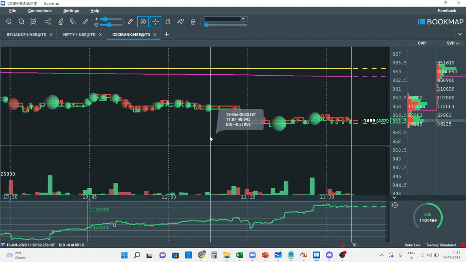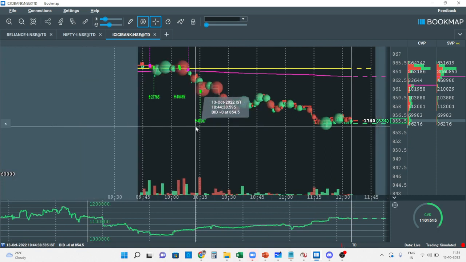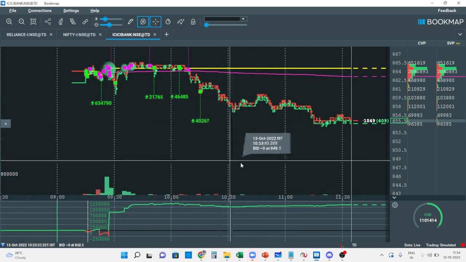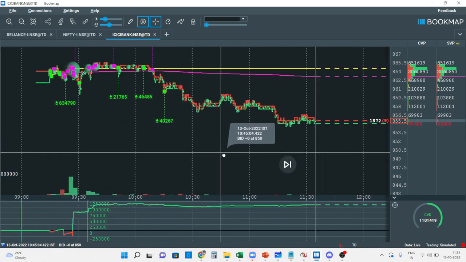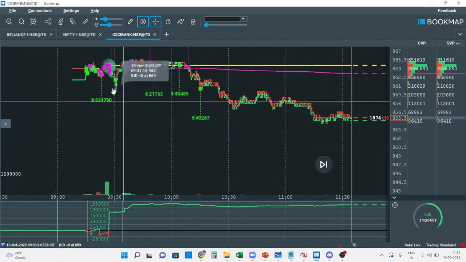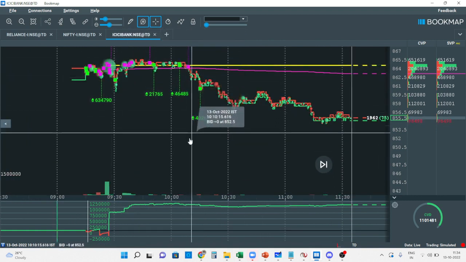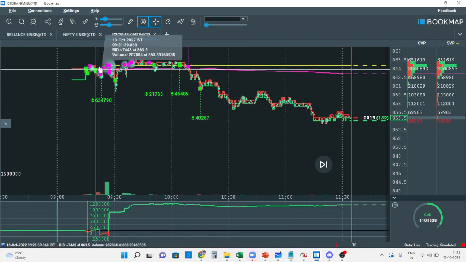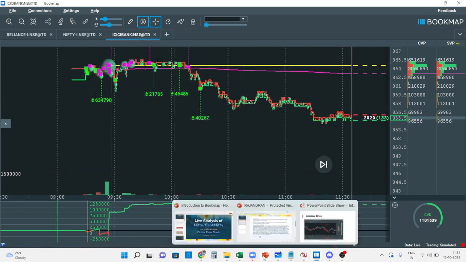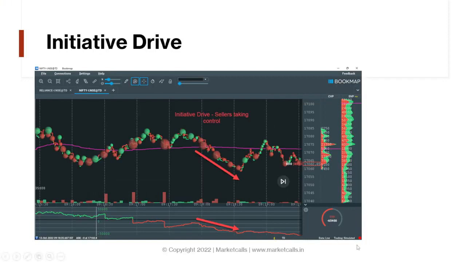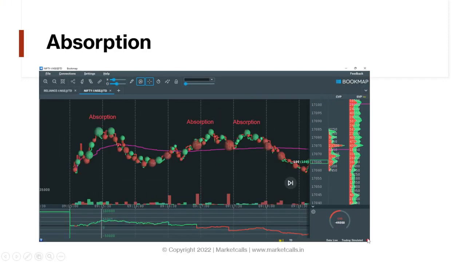Let me compress it. Okay, so at least aggressive selling is not there in case of what we have seen, which is absorption. So an absorption is another type of activity. You can see that in an absorption activity, it happens exactly opposite.